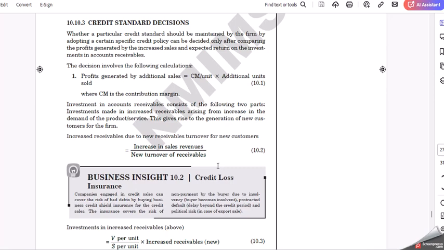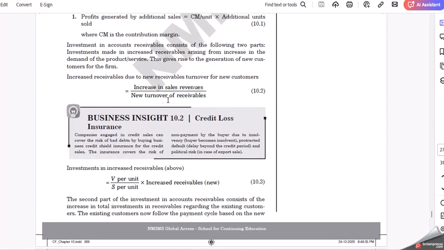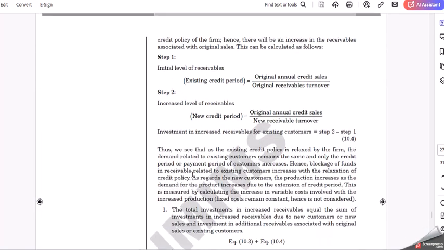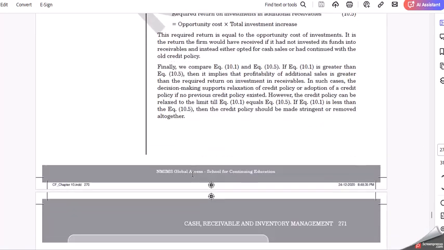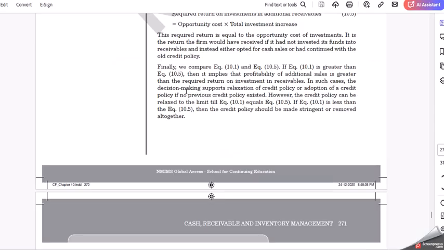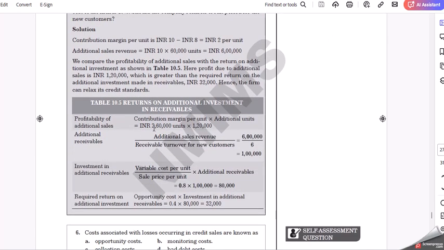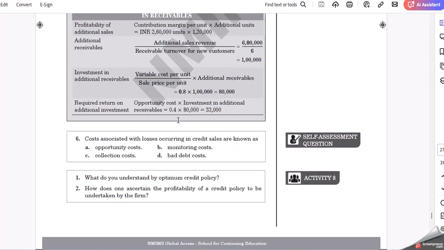Bad debt losses. Credit stance decisions. So for increased sales, that's where we are seeing the net turnover of the receivables. So we have an example which is close to the problem mentioned here. This is the problem which has been given, which is very close to the information given in our problem. You can follow this step-by-step process of how they have solved their problems, and follow that to solve your problem.